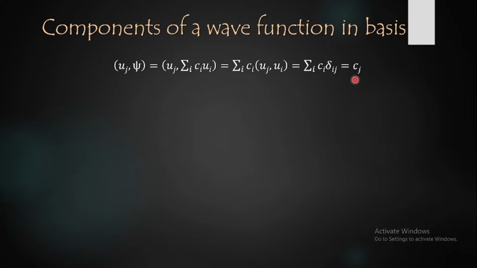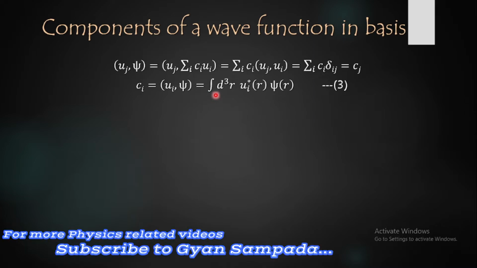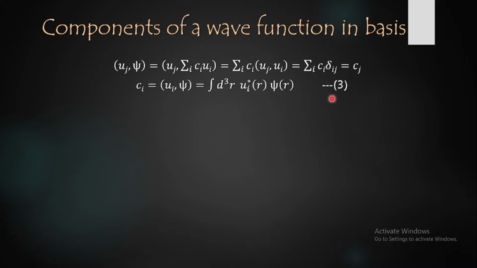So this is one approach, where you multiply equation 2 by uj star of r, or else we can just consider the inner product of uj with xi of r. Both will get you the same result. So Cj is the inner product of uj with xi. In a similar manner, Ci can be written as the inner product of ui with xi, which in integral form is the integration of ui star of r into xi of r d cube r, which we will call equation number 3.